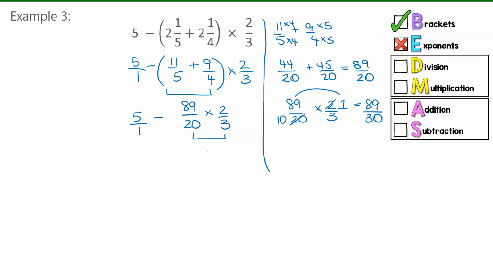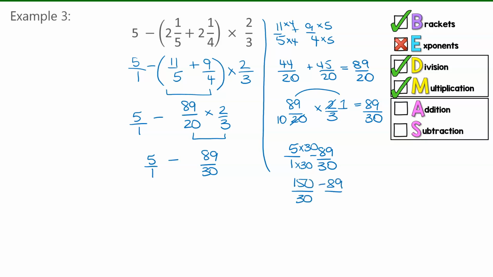I'm going to bring that back to my problem. So I have 89 over 30, and in front of that we have 5 minus 1. So 5 subtract 1 minus 89 over 30. Again, I'm subtracting. I need to find a common denominator. So common denominator between 1 and 30 would be 30. So I'll multiply by 30 on the left-hand side here. I get 150 over 30. Subtract 89 over 30. We only subtract the numerators, and I get 61 over 30. That can't be reduced. That's in lowest terms.